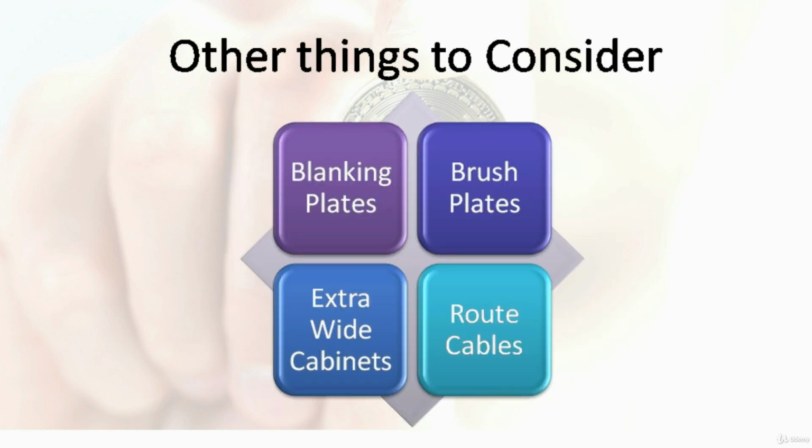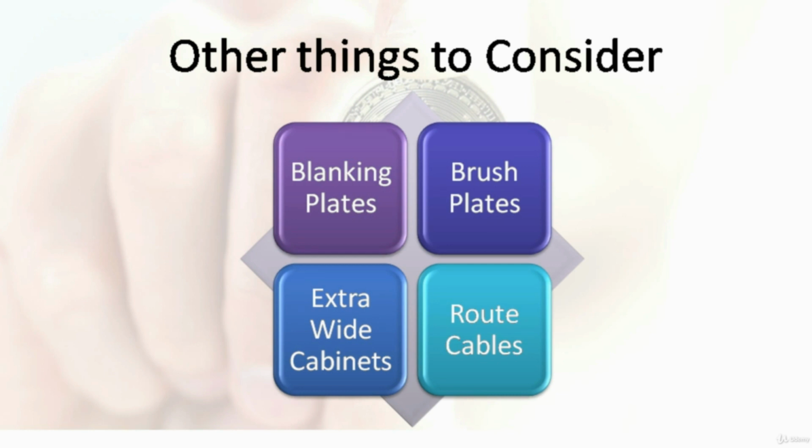Lastly, I would like to go over some bits and pieces of things that you can do to improve the cooling architecture. And they are the blanking plates, the brush plates, extra wide cabinets, and the routing of cables.